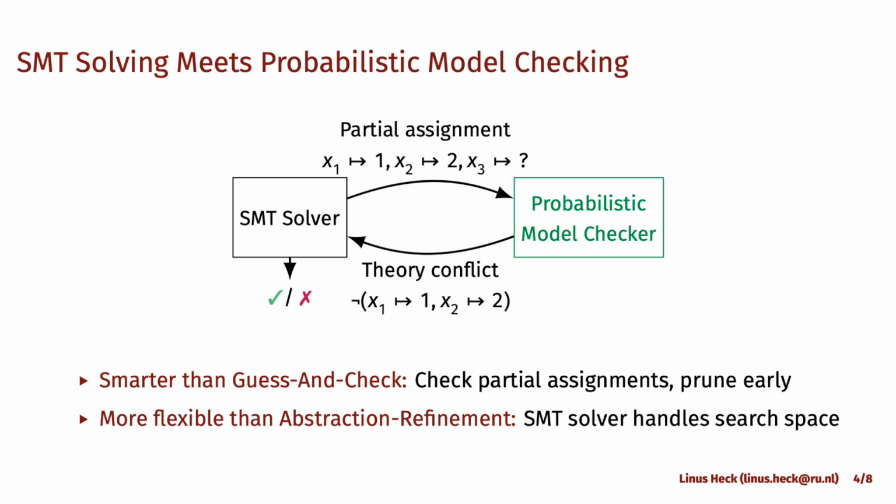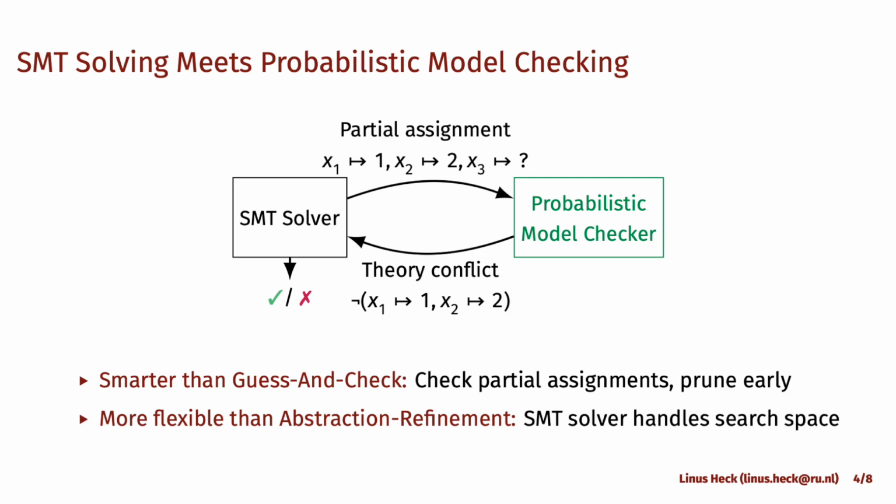In a guess and check algorithm, the SMT solver would propose full assignments, which is a full guess, to the probabilistic model checker, which will then check it. But here, we will already start checking once the SMT solver makes its first decision and assigns the first variable. Thus, we can prune branches much earlier. Later, we'll see that we are as good as a guess and check algorithm on constrained search spaces, but we are much better on other problems.